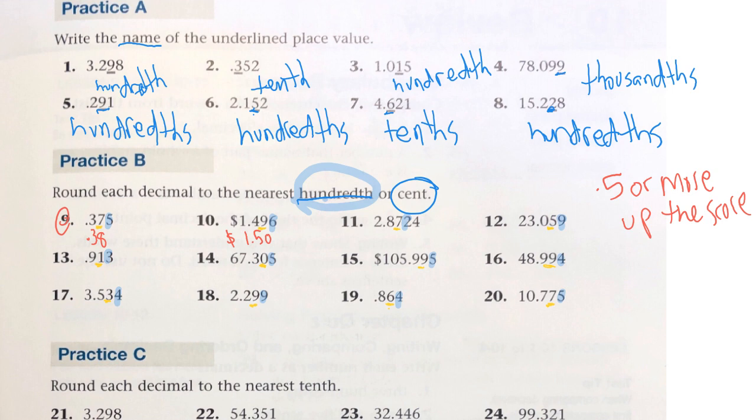2 is not 5 or more, so we're not going to up the score. It just stays the same. 2.87. And now we've got 2.306. Because 9 is 5 or more, so we up the score, so 5 becomes 6.